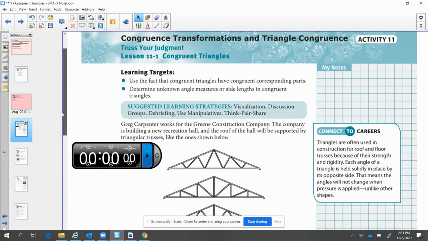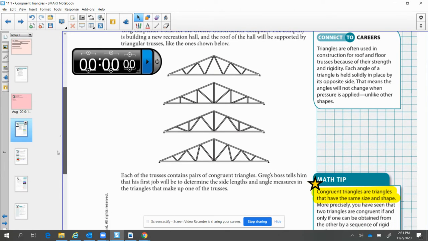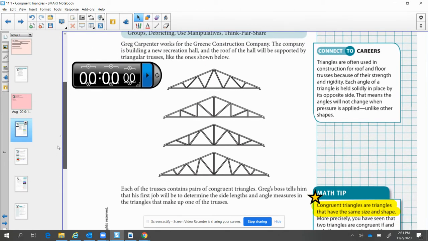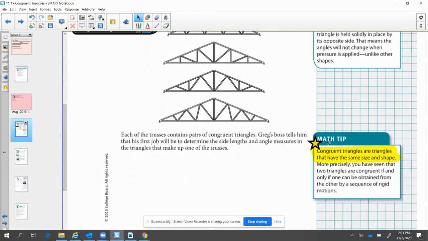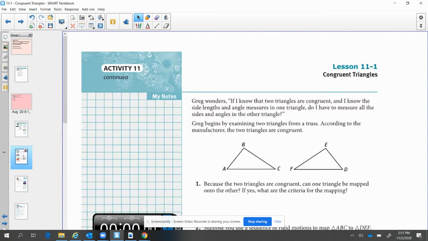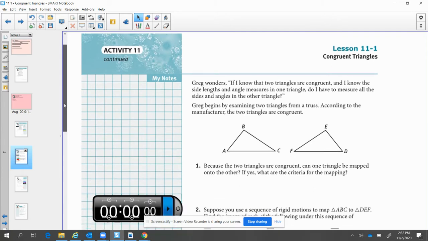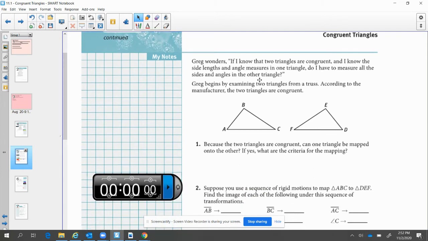So on page 143, you see these pictures here, and we see in this picture about constructing bridges, in particular triangular trusses shown below. And what we notice is these are comprised of a bunch of congruent triangles. So just like congruent segments and congruent angles, congruent triangles are triangles that have the same shape and the same size. So what we see here is the owner of this company, Greg, wondering that if the two triangles are congruent and he knows the side lengths and the angle measures in one triangle, does he know the side lengths and the angle measures in the other? And the answer here is yes.